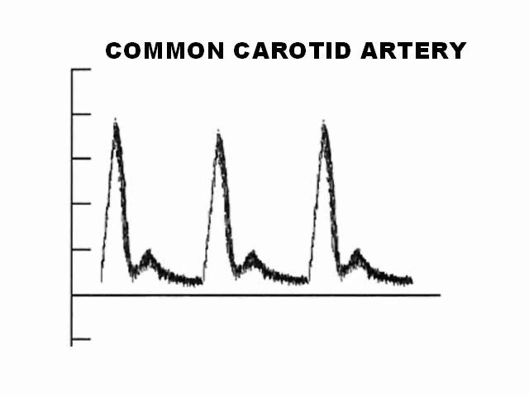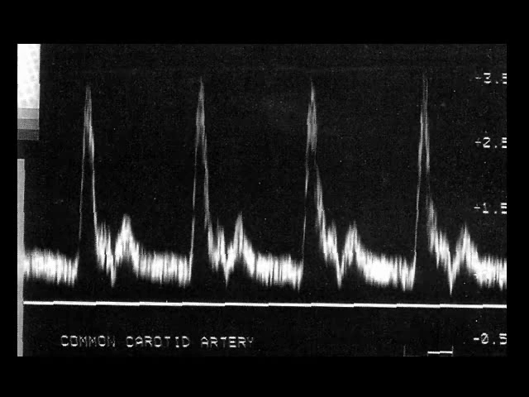You can see here the end diastolic flow is high, but it is peaky like the external carotid artery. The common carotid artery is a combination of both arteries that divide from the common carotid artery. This is how the common carotid artery looks on the screen.